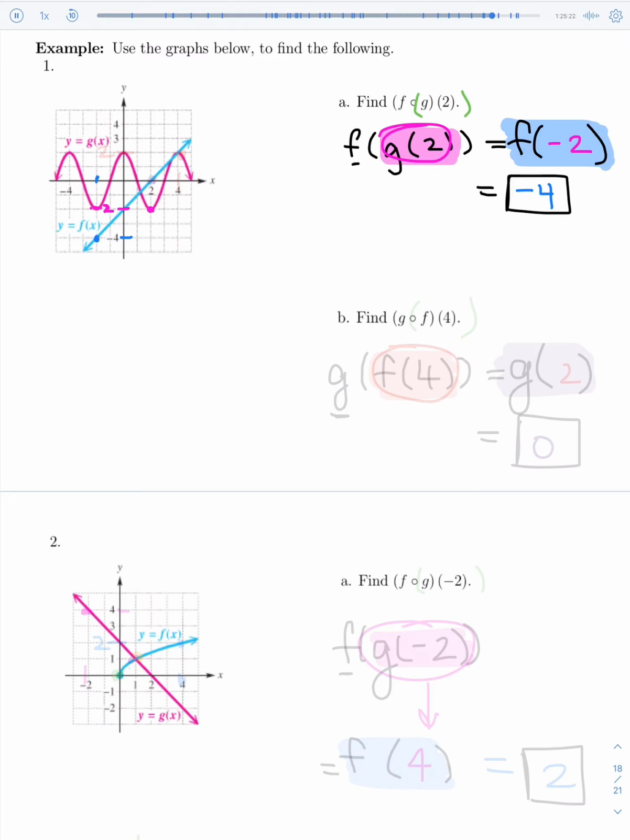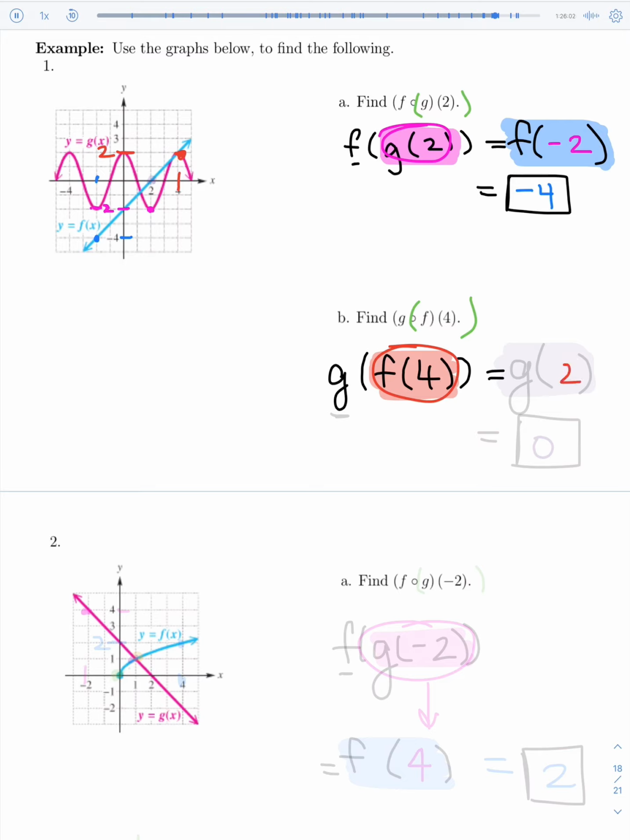Now let's take a look at B. In B, we've got g of f of 4. So let's use, again, parentheses and swap out the notation here. So that will look like now g of f of 4. So we'll start with the innermost part. We'll start out with f of 4, meaning I'm going to go look at my pink graph and see where, if I plug in 4 for x, what I get out for y, and that's this point up here. So when I plug in 4 for x, I get out a 2 for y, so that means f of 4 is 2.